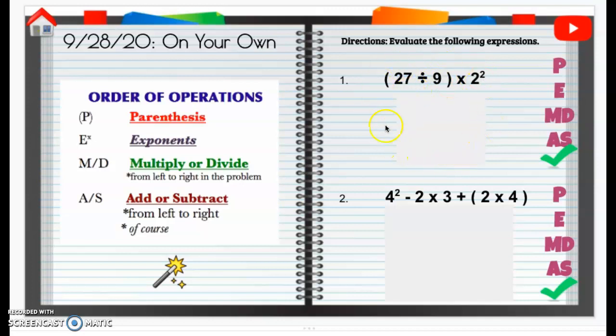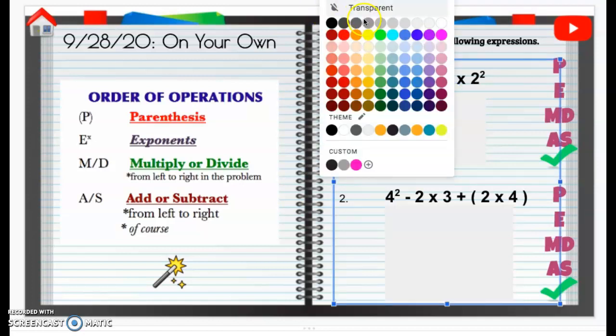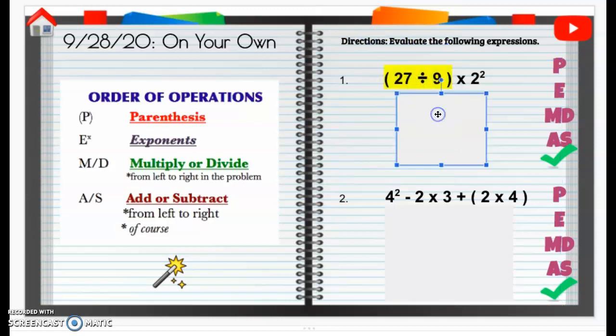So, this first one up here, do we have any parentheses? Yes, we do. So, we need to solve what is in those parentheses. So, I'm going to highlight that. And in the parentheses, we have 27 divided by 9, which is what? I know 27 divided by 9 is 3. So I'm going to write down that 3, and I'm going to bring everything else down. So that times 2 squared.